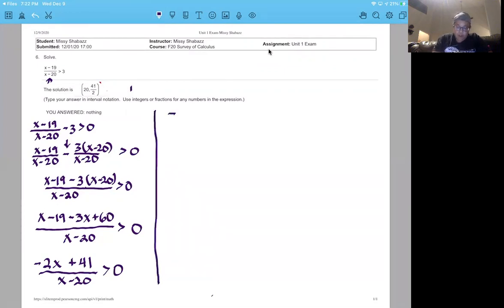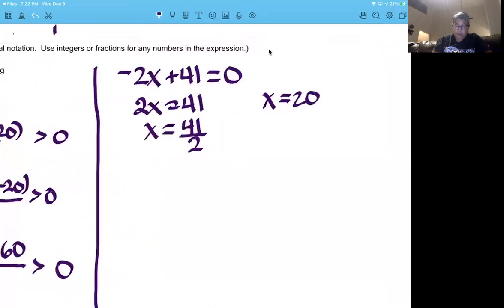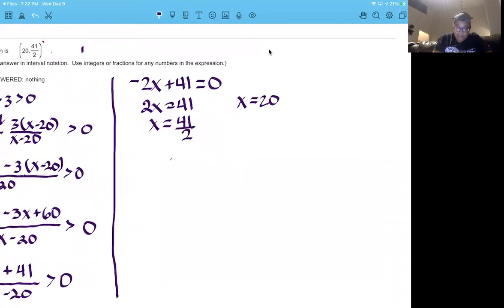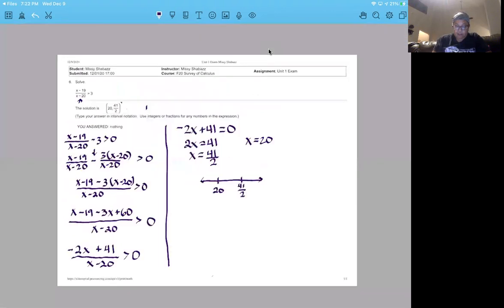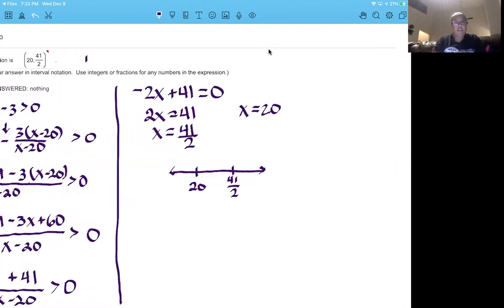All right, the numerator equals 0: -2x + 41 equals 0. So that is where 2x equals 41, or x equals 41 over 2. The denominator equals 0 at x equals 20. Those are the numbers I'm going to put on my number line. So 20, and 41 over 2 is just bigger than 20. And I'm going to see where it's positive and where it's negative.